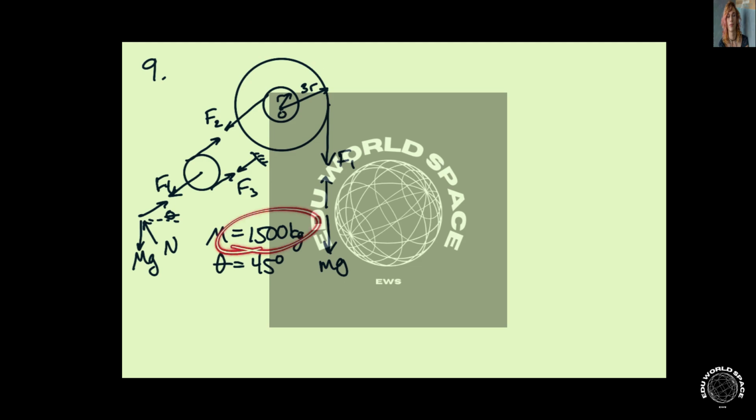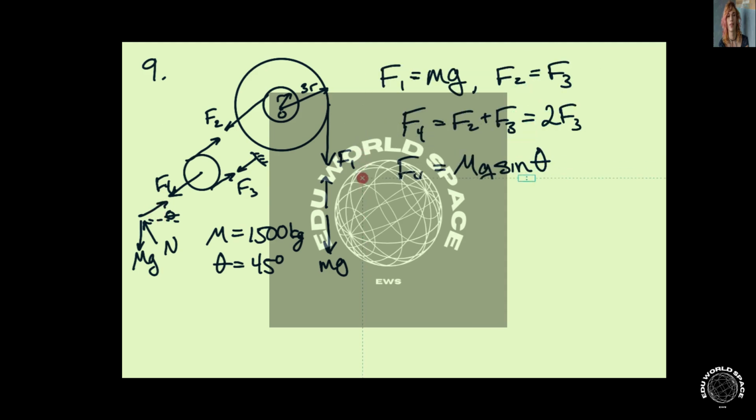We're told that the mass of the vehicle is 1,500 kilograms, and this angle is 45 degrees. So we can just start writing some things down that we know, start writing equations from our picture here. Well, we know F1 is little mg, because that's the weight that's acting on it. We know F2 and F3 are equal because it's the same cable that is wrapping around this pulley. We know F4 must equal F2 plus F3, for this pulley to be in equilibrium.